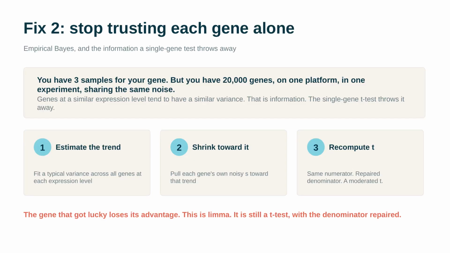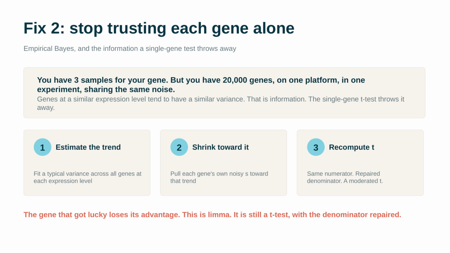The fix is one of the genuinely elegant ideas in the field, and it is worth understanding rather than just invoking. Here it is. You have 3 samples for your gene. But you have 20,000 genes, all measured on the same platform in the same experiment, with the same sources of noise. Most genes with a similar expression level have a similar variance.